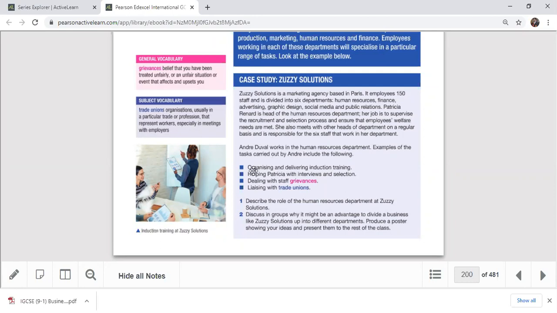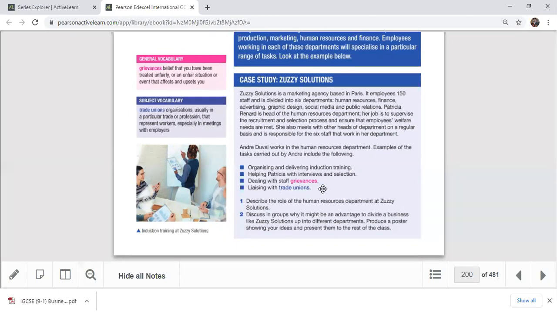Andre Druel works in the human resource department. An example of the tasks carried out with Andre is organizing and delivering induction training. So I'm talking about the HR department function. He's working under Patricia. You can see organizing and delivering induction training, helping Patricia with the interviews and selection, dealing with the staff grievances.